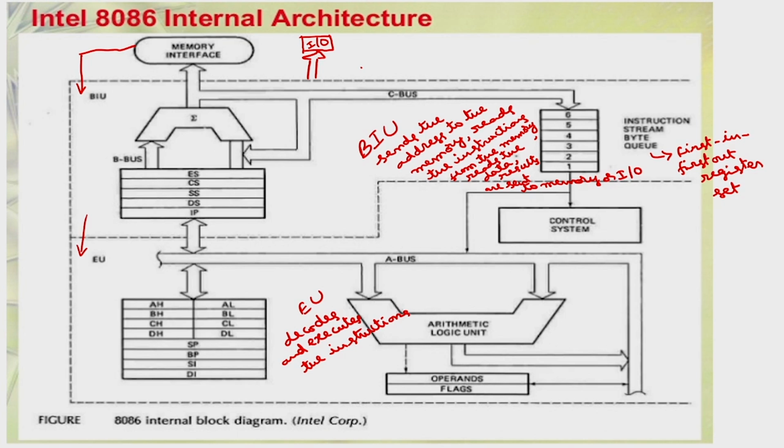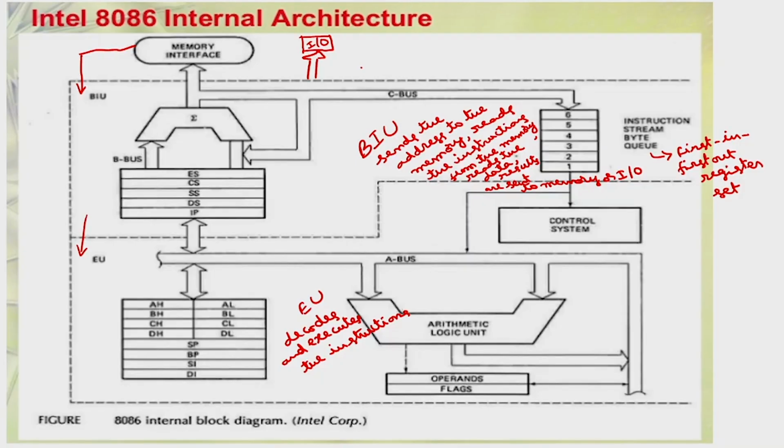And the remaining blocks, most of the things we have already discussed. So, we have the segment registers: extra segment, code segment, stack segment, data segment, and instruction pointer. The purpose of all these registers we have already discussed. And this is the arithmetic logic unit. This is the physical address calculation unit, as I have told, how to compute the physical address from the offset or the logical address.